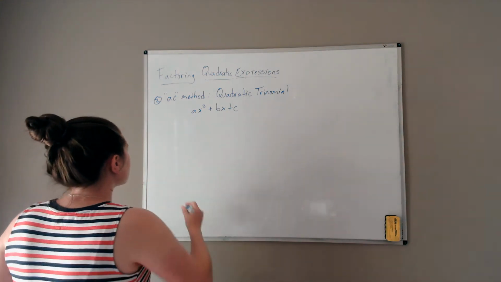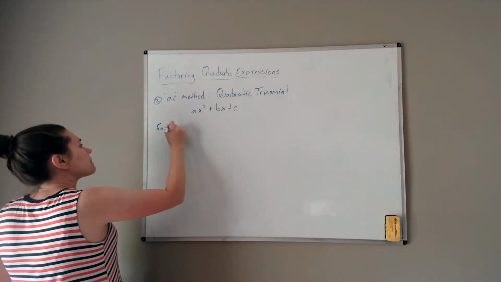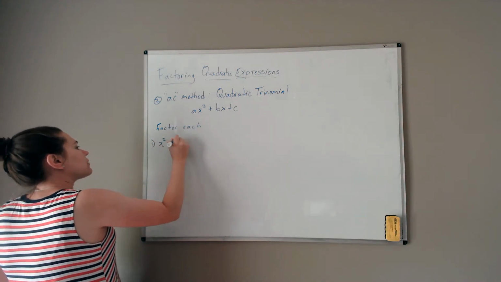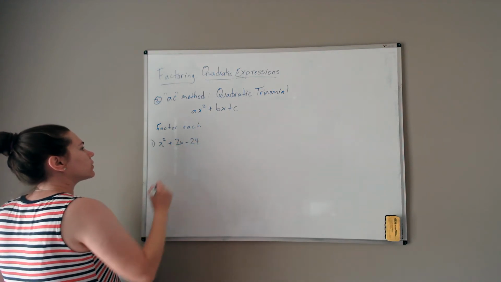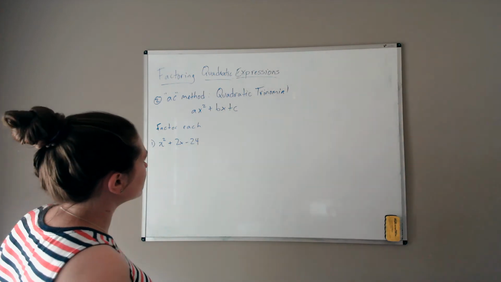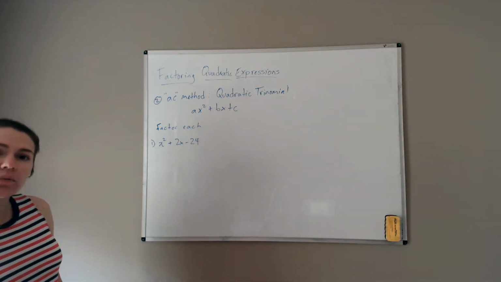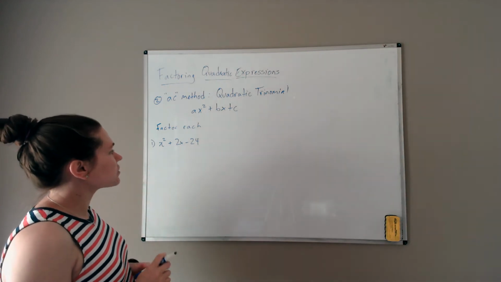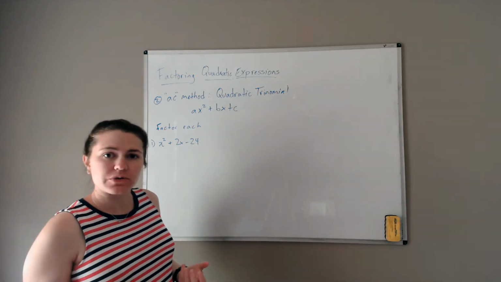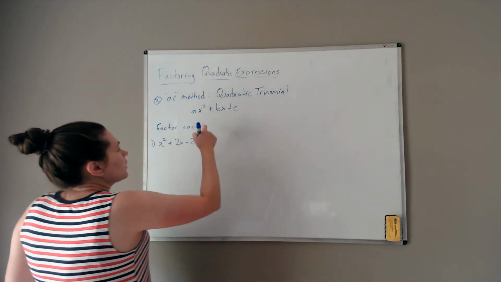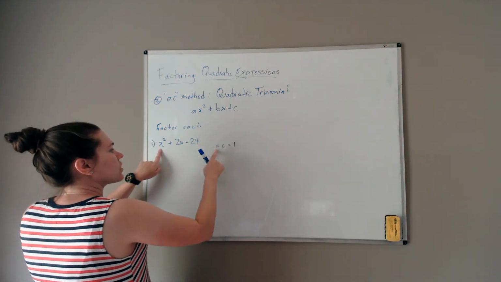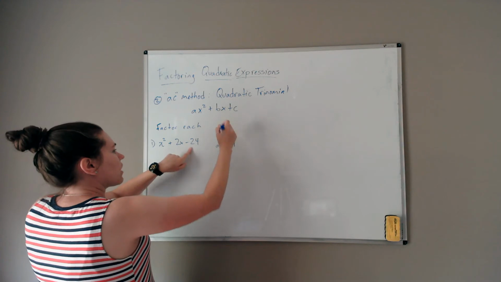So I'm going to give you an example. Factor each. Number 1, x squared plus 2x minus 24. We can see it fits ax squared plus bx plus c, so I would use the AC method. What we're looking to see is, can we rewrite this quadratic expression in factored form, as a product of its factors? So what you do is you multiply a by c. A is 1, right? It's the coefficient on the quadratic term. C is the constant term.